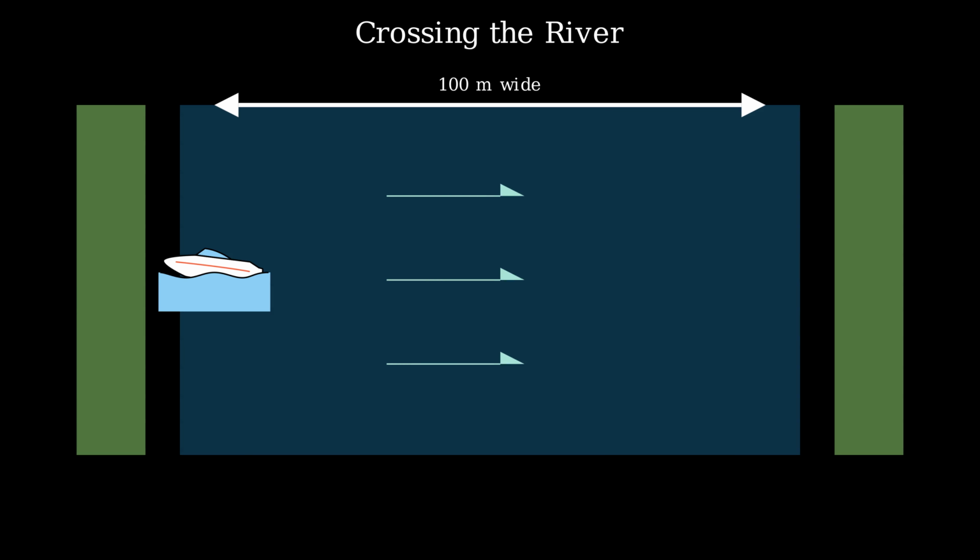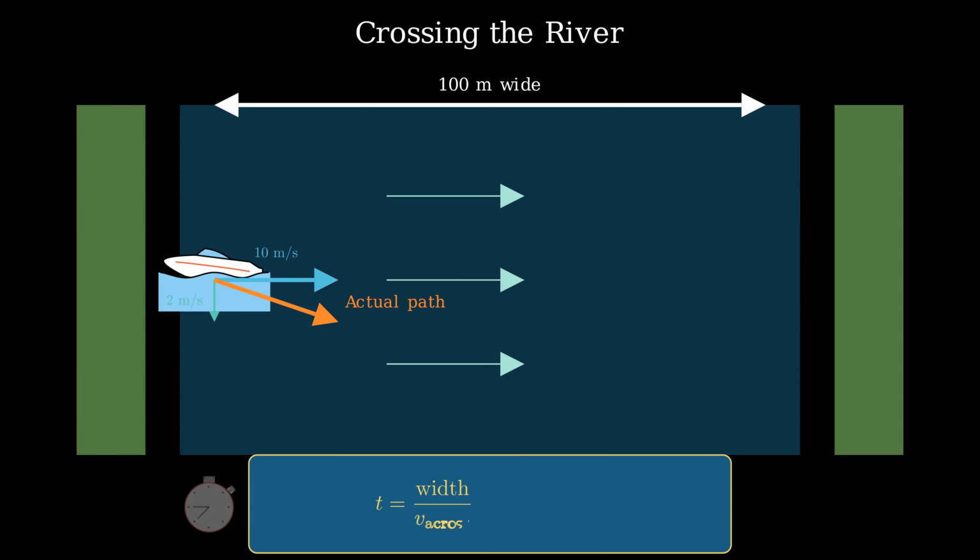But now the boat wants to cross the river, which is 100 meters wide, flowing at 2 meters per second. If the boat aims straight across at 10 meters per second relative to the water, it will drift downstream due to the current. To find how far downstream the boat drifts, we use the fact that the drift velocity is 2 meters per second. As the boat crosses 100 meters at 10 meters per second, the time taken is 100 divided by 10, which is 10 seconds.